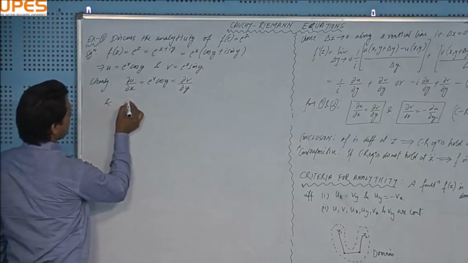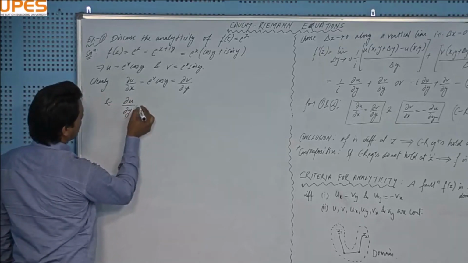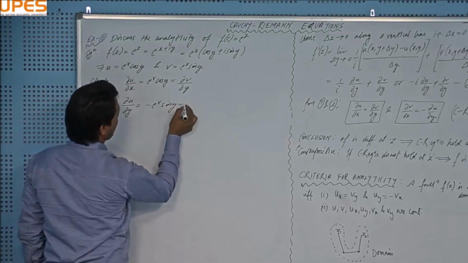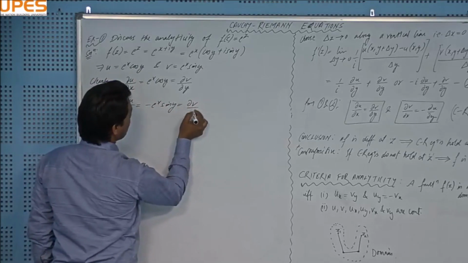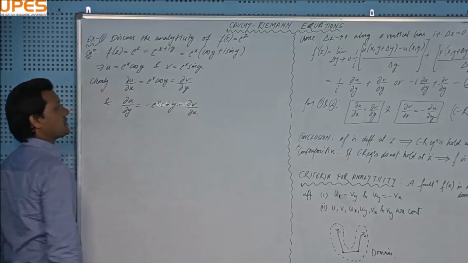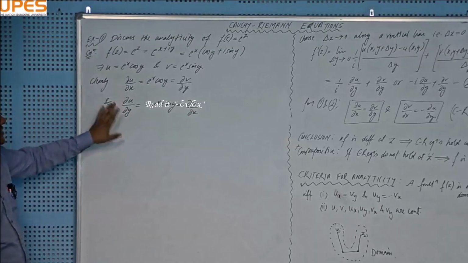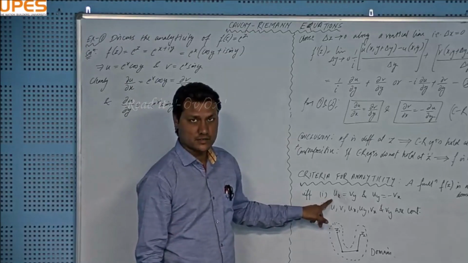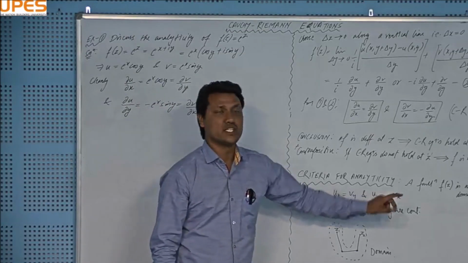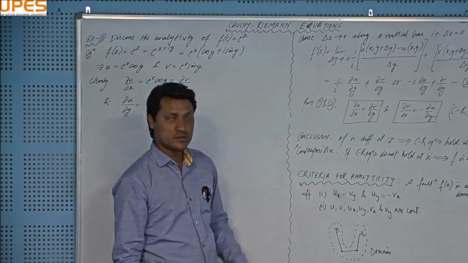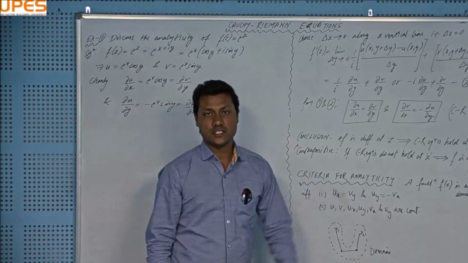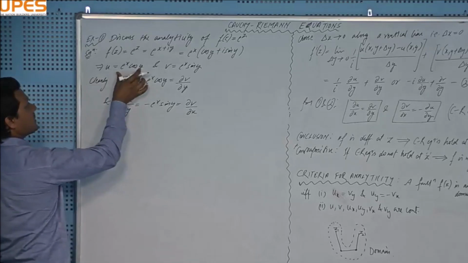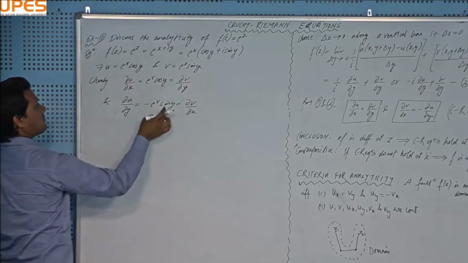And del u over del y, differentiating with respect to y, will be minus e to the power x sine y, and this is indeed the same as minus del v by del x. You can see that, right? It means the Cauchy Riemann equations are satisfied, this point has been satisfied, right? ux is equal to vy and uy equal to minus vx. But what about this point? u, v, and then their partial derivatives. You can see from here, this is my u, this is my v, and these are the partial derivatives.